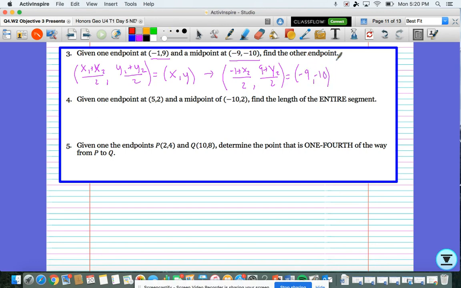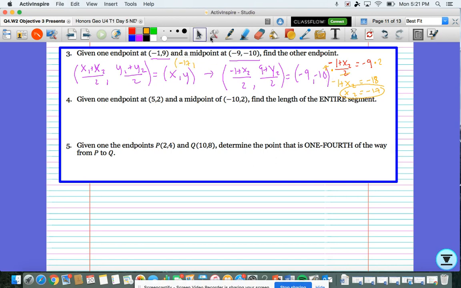What I like to do is set up these mini equations. So negative 1 plus x2 divided by 2 is going to be negative 9. And then I can solve that, right? I can use my algebra, times 2. Negative 1 plus x2 is negative 18. Add 1, x2 is going to be negative 17. Right? So I have my x-coordinate now, negative 17.